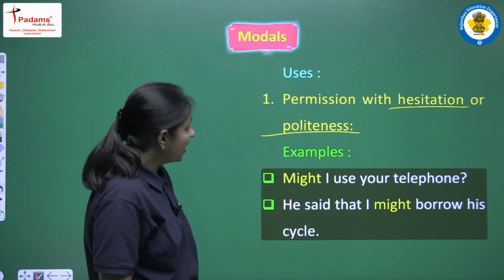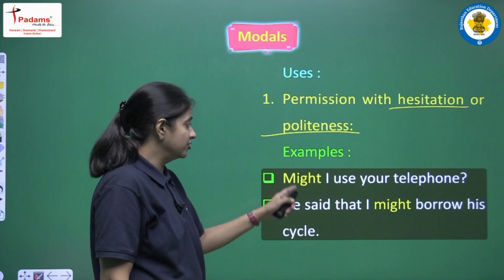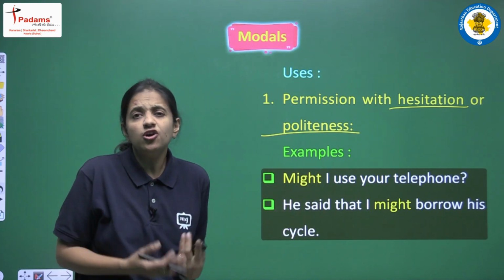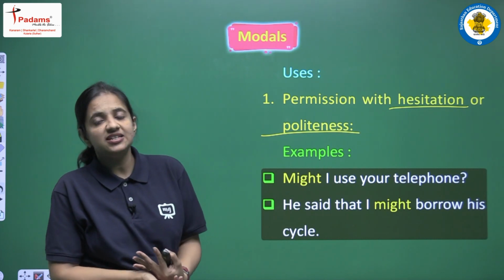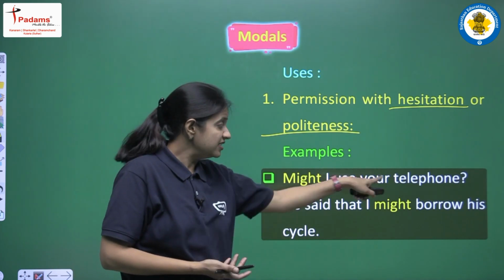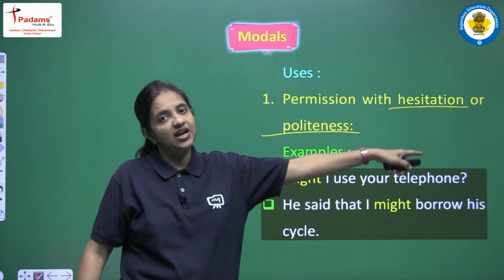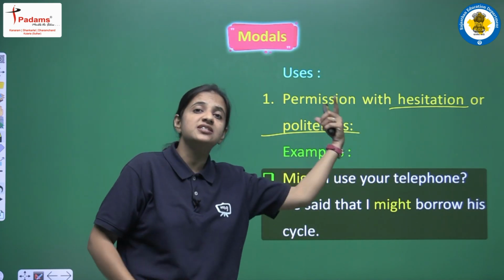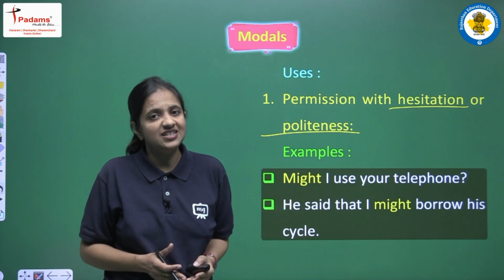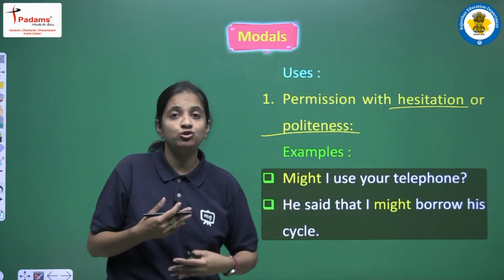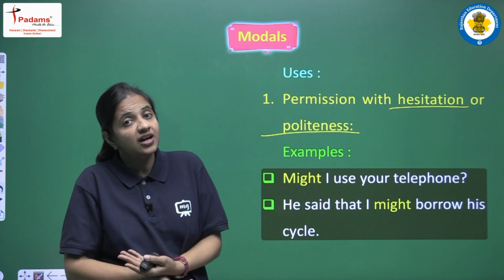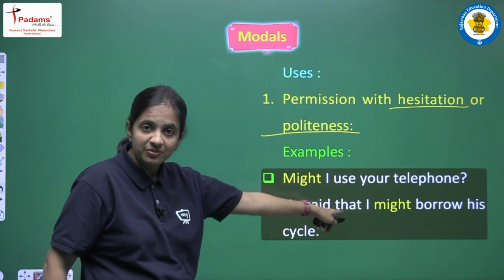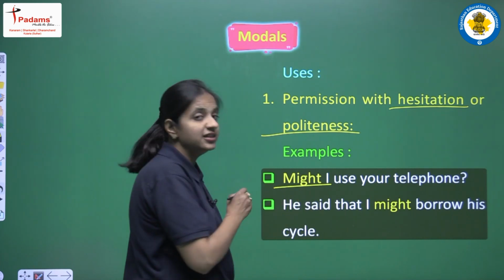Let's see. Might I use your telephone? So here also we are asking for the permission, but we are full of hesitation. Why we are full of hesitation? Because maybe that person is totally unknown to us, but we are in a very urgent need of this thing that we have to use that person's telephone. So we are full of hesitation. We are thinking so many times, should we ask, should we not ask, but after all the hesitation we are asking for the permission, so we are using might here.